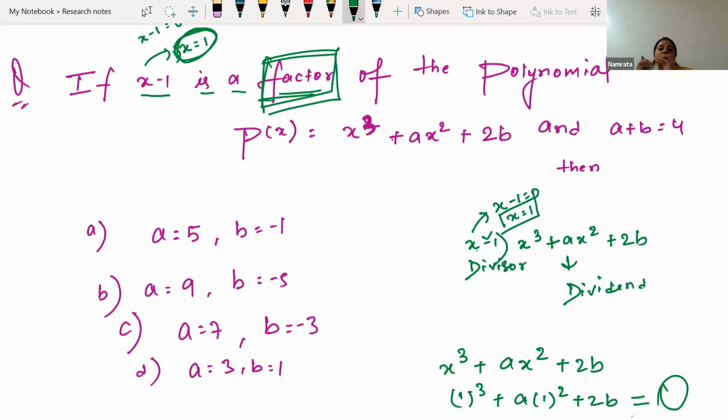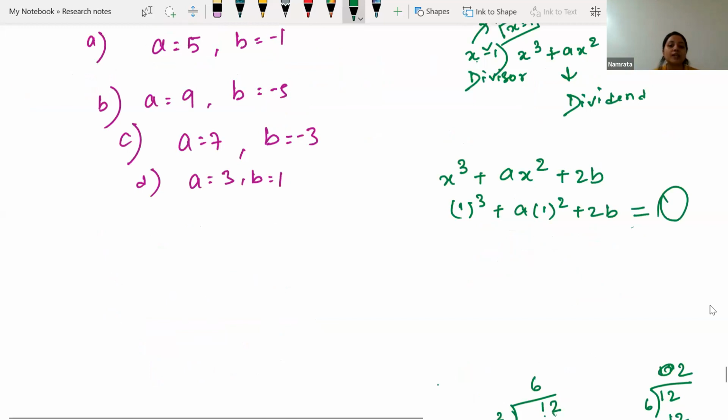Usually, when we substitute the point in our polynomial and solve, we get a number like 4, 5, 6, 7, 8, 9, and we say this is the remainder. But here, since we know it's a factor, we can write that the remainder has to be 0. Now we need to solve it. After solving, we get the equation a plus 2b is equal to minus 1, shifting the 1 cube to the other side.